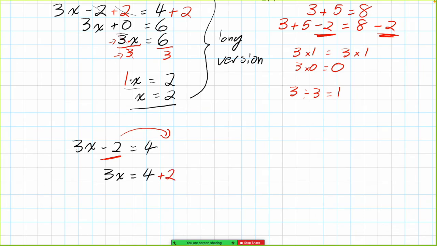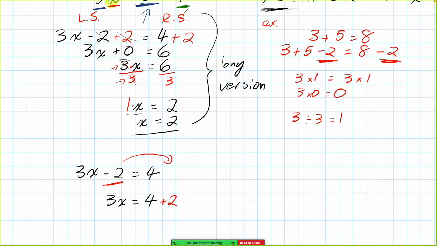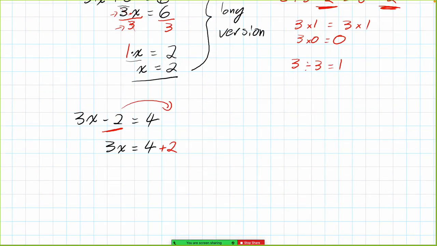And if we just scroll up just a little, we can see that scenario here. 3x plus 0, that's what we have down here. And 4 plus 2, that's what we have on the right side. So we've done the same thing. We've just kind of skipped a couple steps in this process. So we'll equate that quickly. 4 plus 2 is 6.